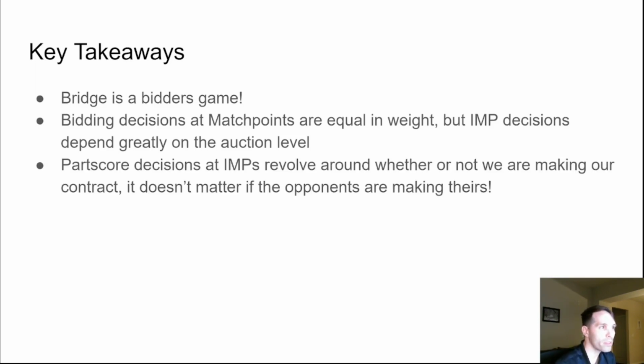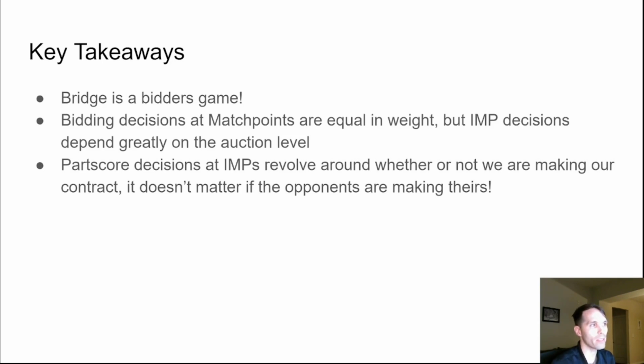Finally, part score decisions at imps do revolve around whether or not we're making our contract a bunch. And it doesn't matter all that much if the opponents are making their contract. Take that example that we gave of 2 spades versus 3 diamonds. If we're making 3 diamonds, we want to bid. This mitigates some of the underlying assumptions we made. For example, vulnerability doesn't matter if we're making our part score. The opponents doubling us doesn't matter if we're making our part score. I mean, we would welcome them to double us if we were making it.